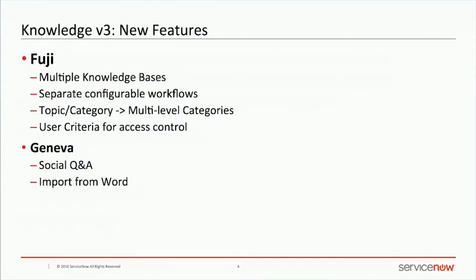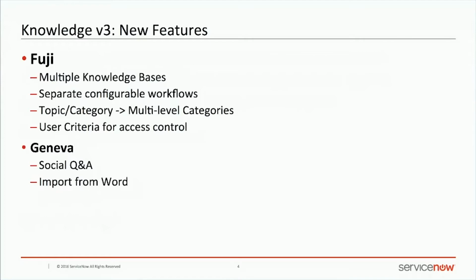So what are those features? With Fuji release, we started with multiple knowledge bases. So instead of having one large set of knowledge articles, we have multiple knowledge bases. The idea is around segregating the ownership of the knowledge bases, so that an HR group can manage their own content, an IT group can manage their own content, and so on. And then each of those knowledge bases can have its own workflow for separate review and approval processes.